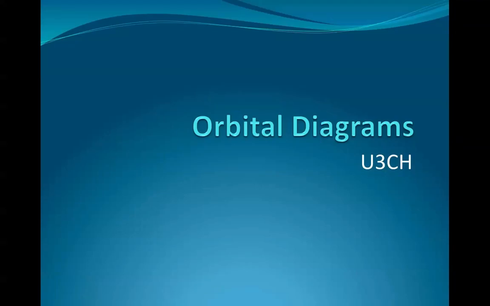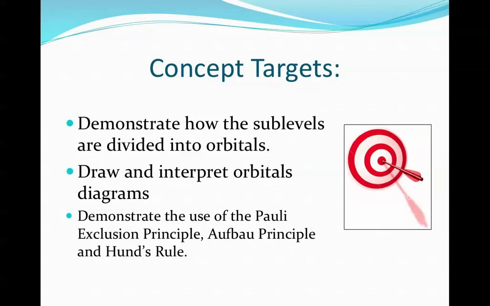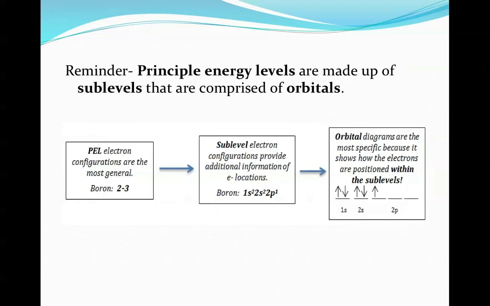Today we're going to focus on an even more specific picture of where our electrons are located in Concept H, where we're going to be focusing on how to write and interpret orbital diagrams. Students should be able to demonstrate how the sublevels are divided up into different orbitals, be able to draw and interpret these orbital diagrams, and also be able to explain the use of the Pauli exclusion principle, the Aufbau principle, and Hund's rule.